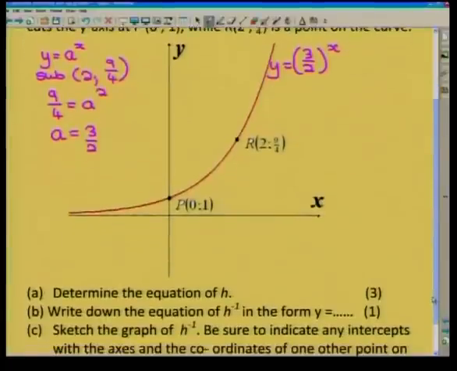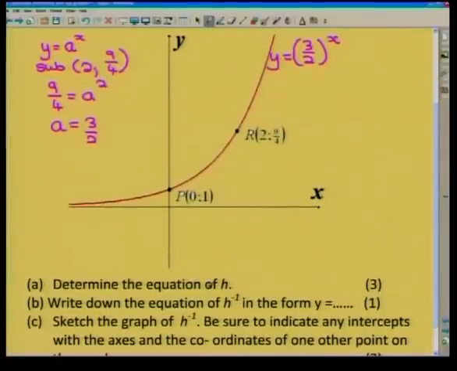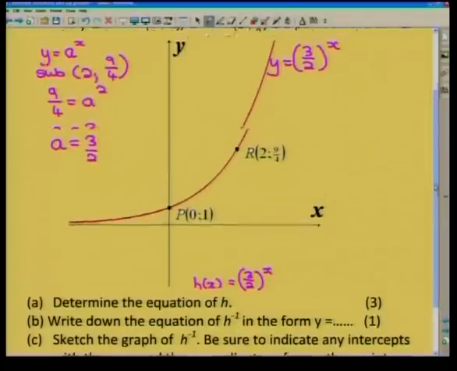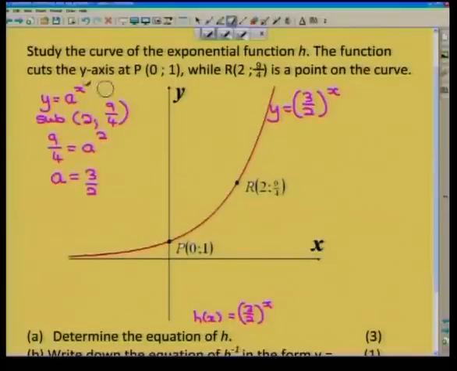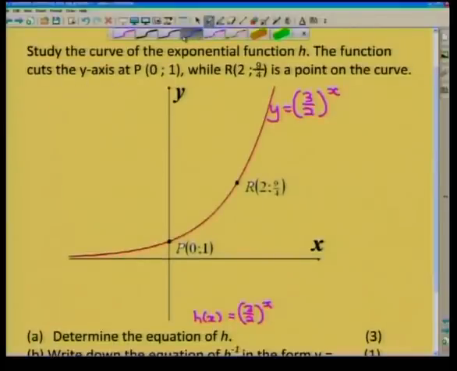Right, let's see what the next question asks. So we find the equation of h. Maybe for completeness we could have written it as h of x equals (3/2) to the x. Now it says, write down the equation of the inverse in the form y is. Right, so let's go back up there. And let's use the side here to work because that's always easiest to keep it next to the drawing. So let's have a look.